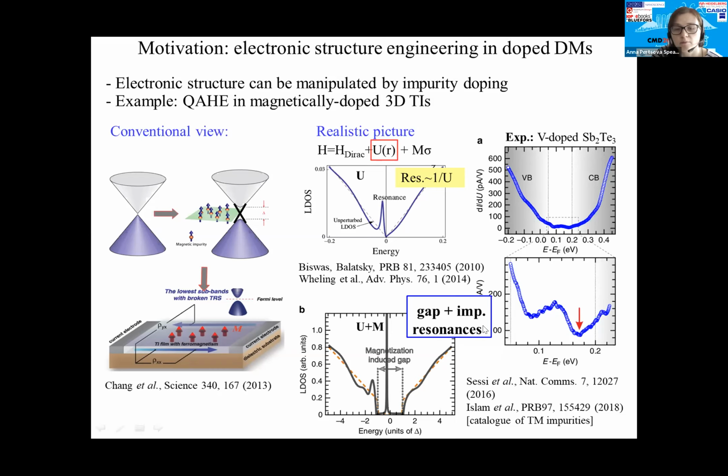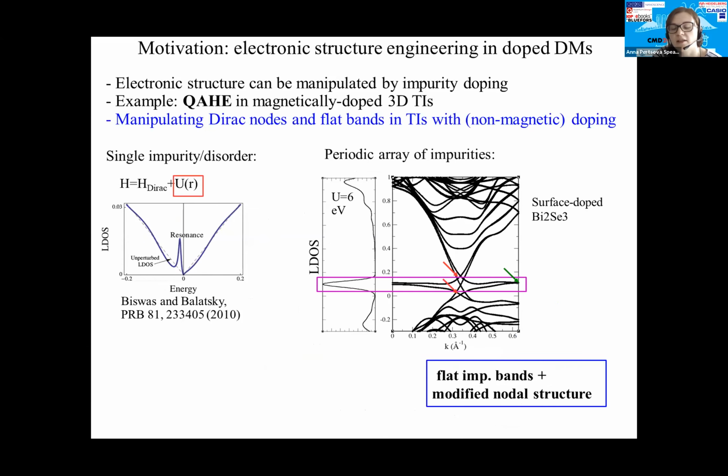And while we were looking into these features, we actually found that even non-magnetic impurities can modify dramatically the electronic structure around the Dirac nodes. If you look at periodically arranged impurities, which is often done in calculations on doped TIs, then we'll see that impurities create localized bands, which appear as peaks in the density of states.